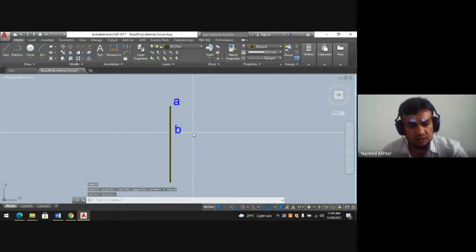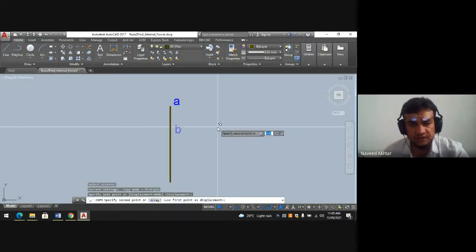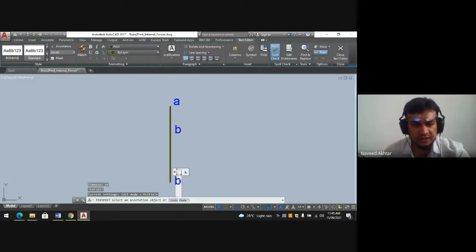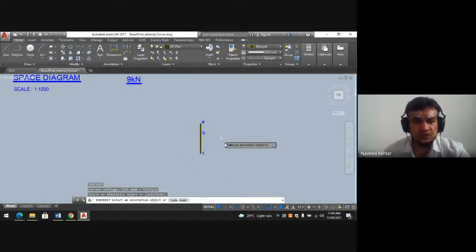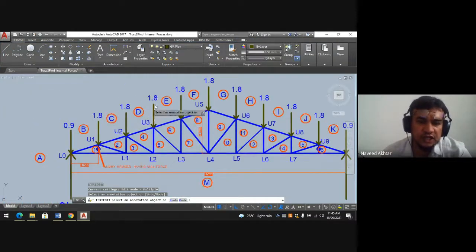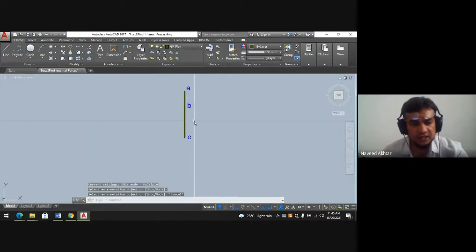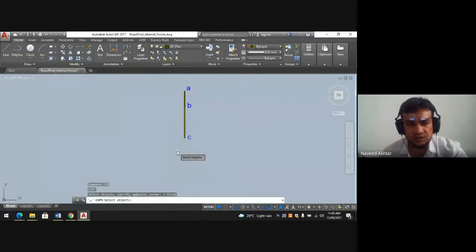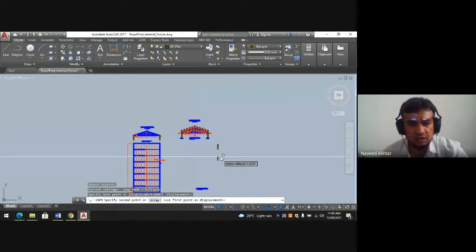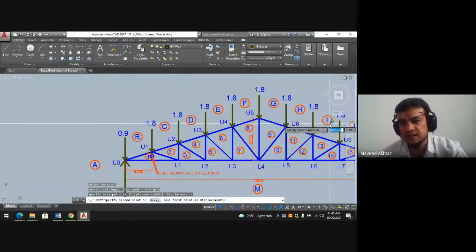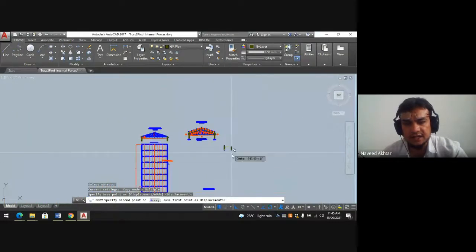So I will write it, because the point is not seen. So this one, B to C, is 1800. Again, if you see C to D, D to E, E to F, F to G, all are 1.8 kilonewton. So I will just simply copy. How many times? C to D 1, D to E 2, then 3, 4, 5, 6, 7, 8 times.